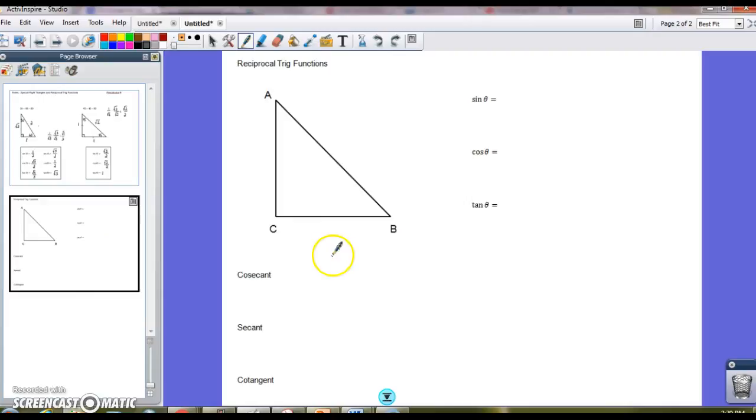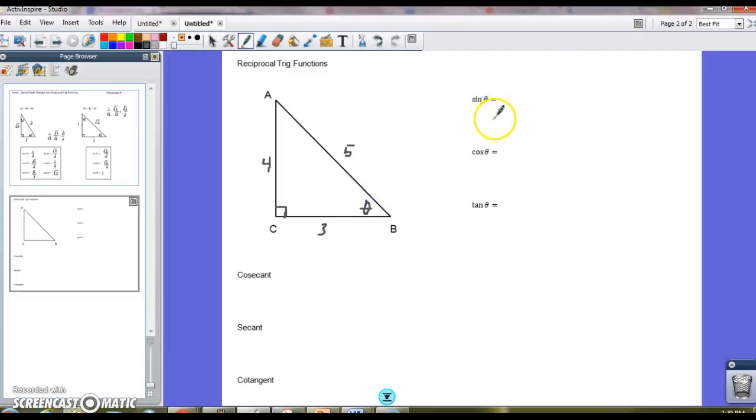Let's talk about reciprocal trig functions. If this is my right triangle, and I have a 3, 4, 5 right triangle, right? 3 squared plus 4 squared equals 5 squared, so I know that works. And we already know sine, cosine, tangent, right? Sine is opposite. Let's call this angle theta.